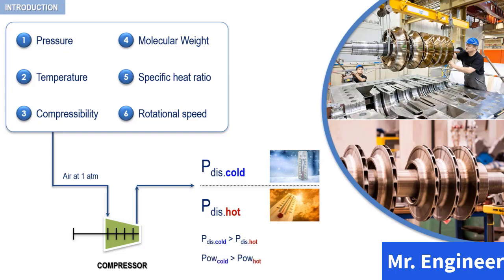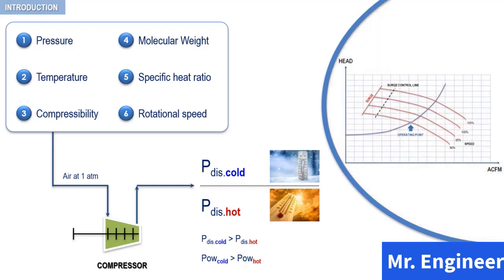The power requirement also will be higher. Changes in atmospheric conditions, such as relative humidity and barometric pressure, will affect performance, although these factors are usually less significant than inlet temperature. We can account for these changes and others encountered during operation by modifying the performance curve of the compressor.